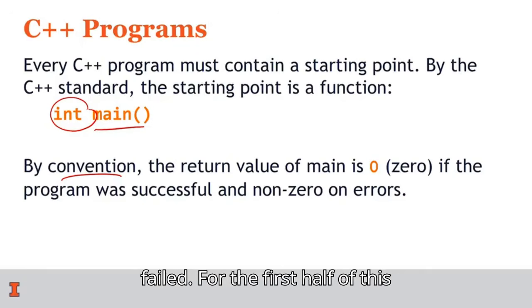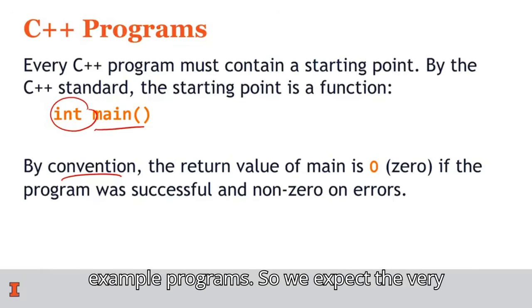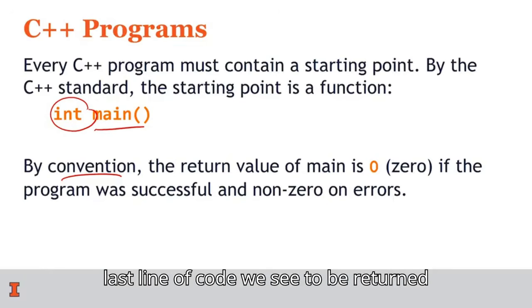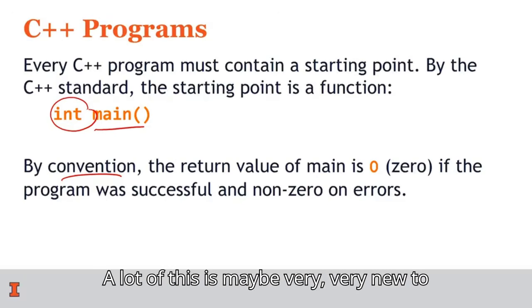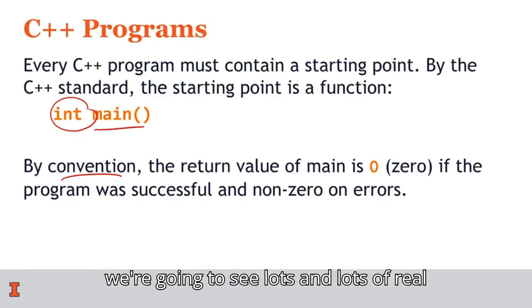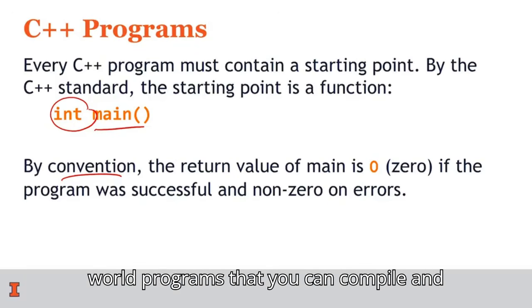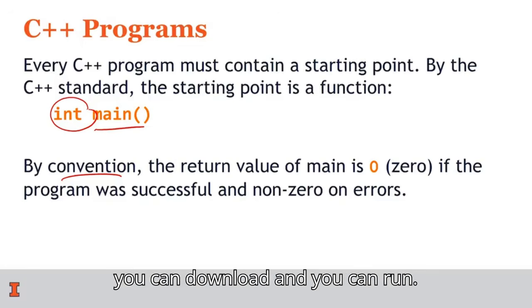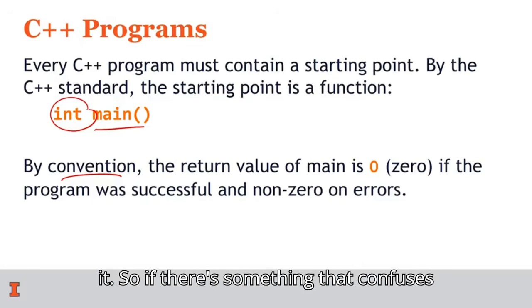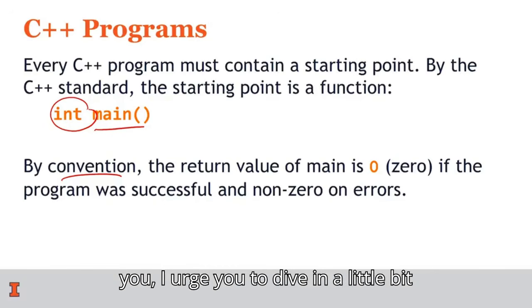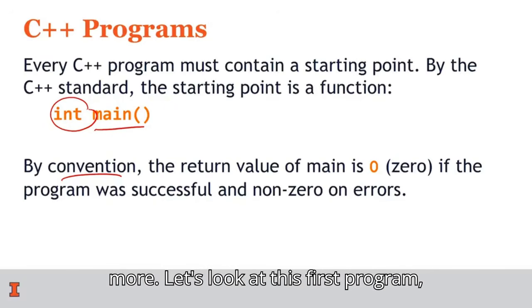For the first half of this course, we're going to mostly look at example programs, so we expect the very last line of code we see to be return 0, to return a 0 from this program. A lot of this is maybe very, very new to you, and we're just going to dive in and we're going to see lots and lots of real-world programs that you can compile and you can download and you can run yourself so that you can play around with it. So if there's something that confuses you, I urge you to dive in a little bit more.